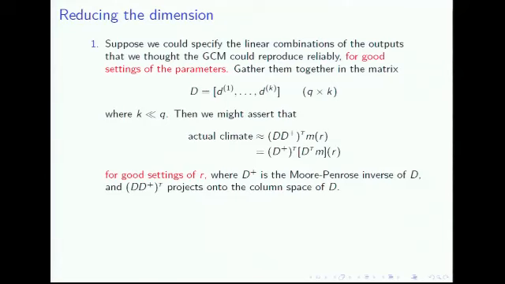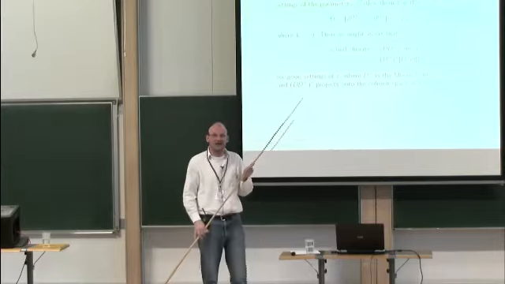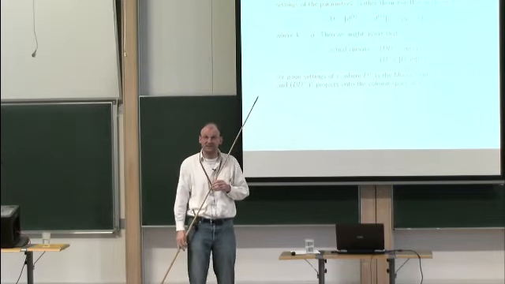D is a collection of linear combinations that we think HadCM3 can reliably construct, reliably in the sense that they are genuinely informative about the underlying climate system. And the idea here is that if Q is the number of outputs in our HadCM3 run, that's 337, then K is a much smaller number of linear combinations that actually carry information.